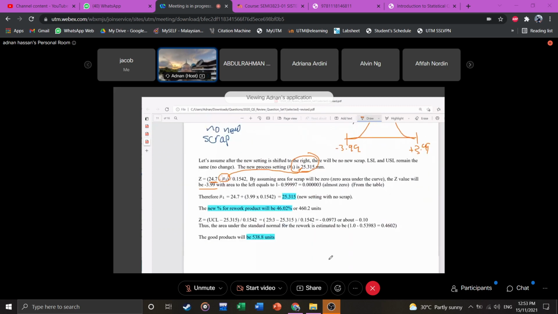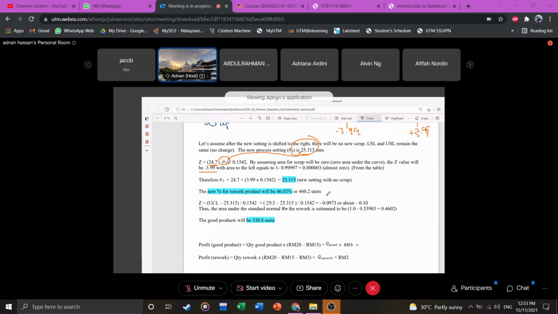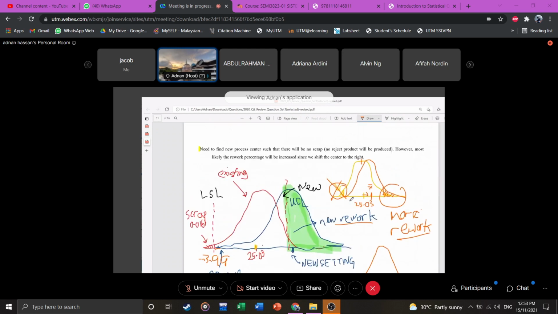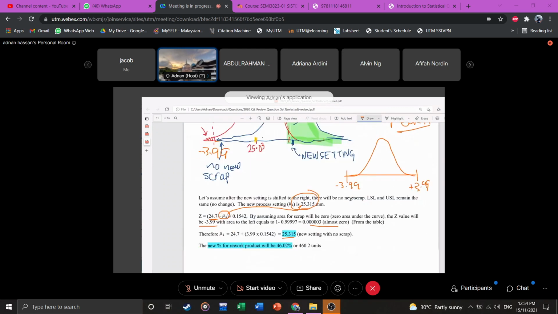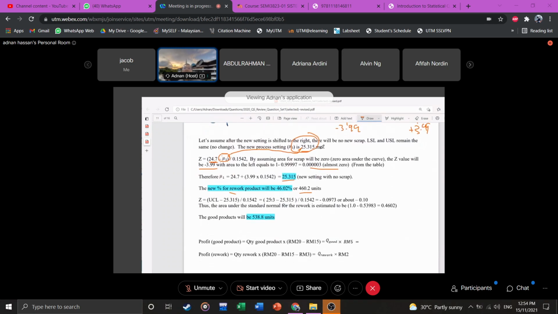So by having that, we put it here, it's almost 0. Now you can know that the new setting should be this one, 23. By having the new setting, the new rework will be 460. Okay, 460. That's why we get this value here, 23.315.